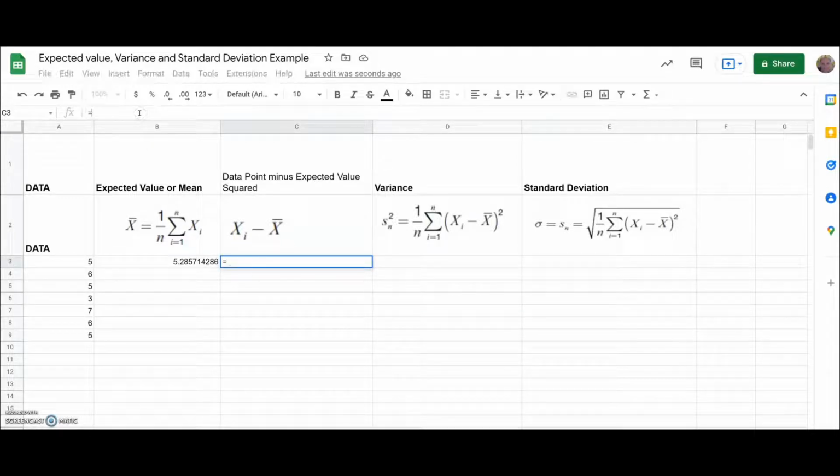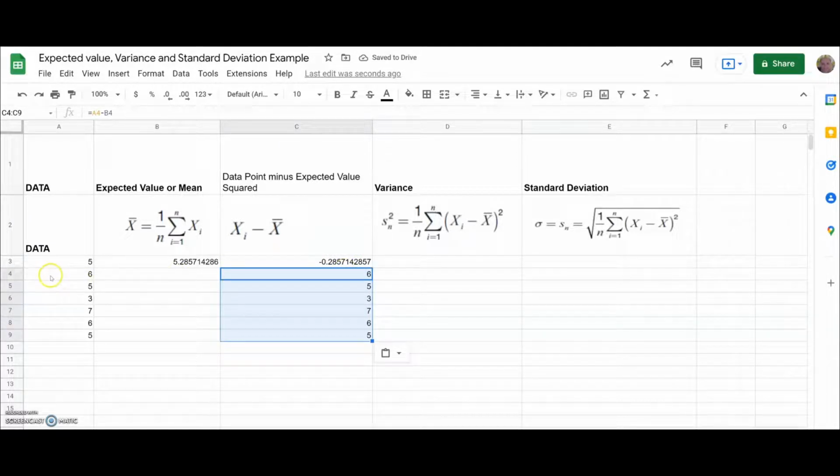So I'm just going to put an equal sign, and then I'm going to have my data point minus my mean, like that. And bam, I have the answer. Well, what if I want to do it for all of them? If I just copy and paste this, I will get my data points again, because what it will do every single row: this cell, this column minus this column.